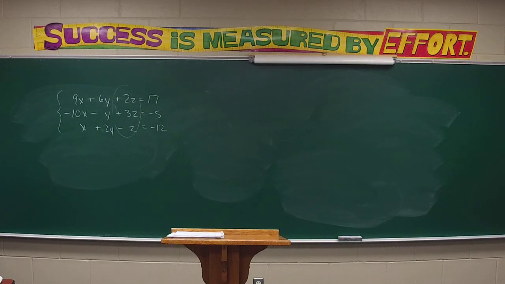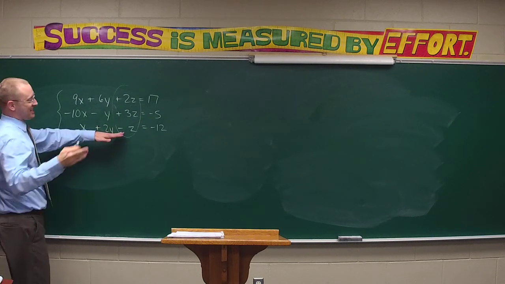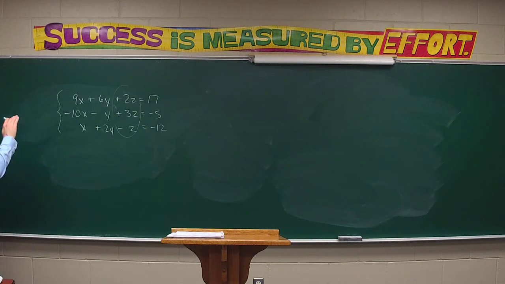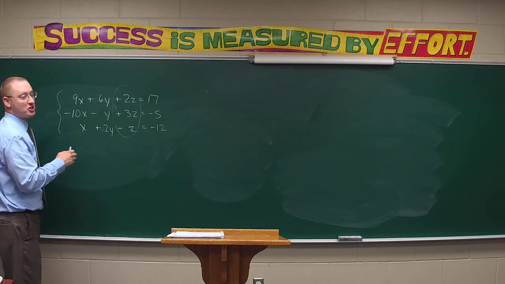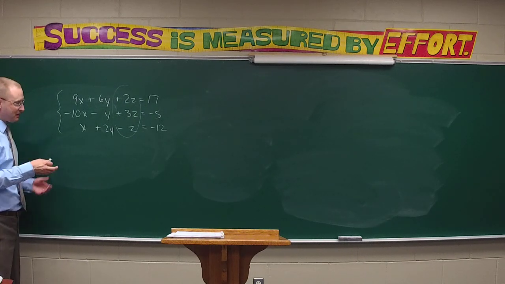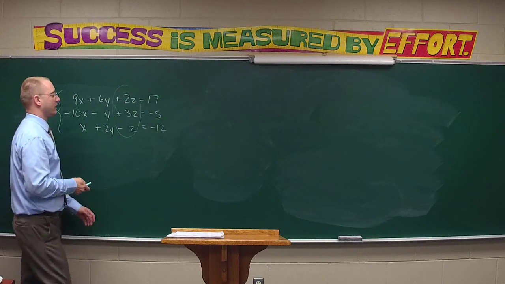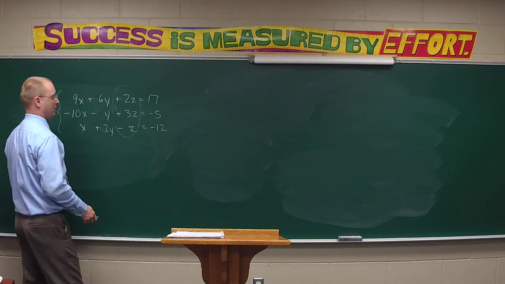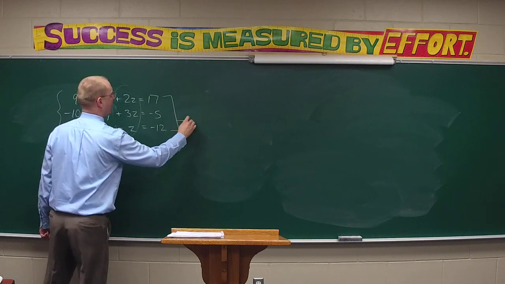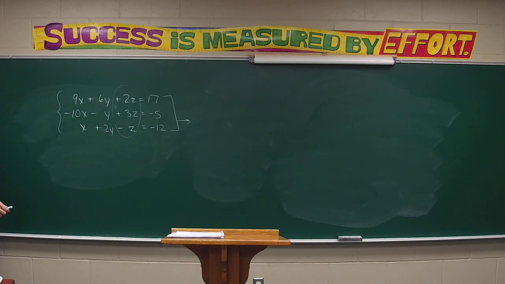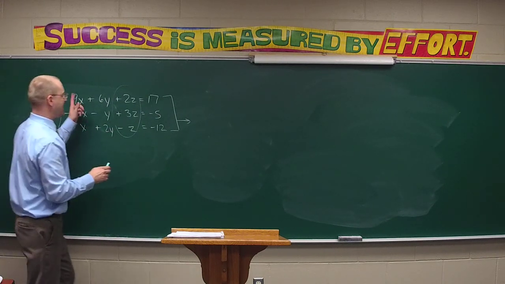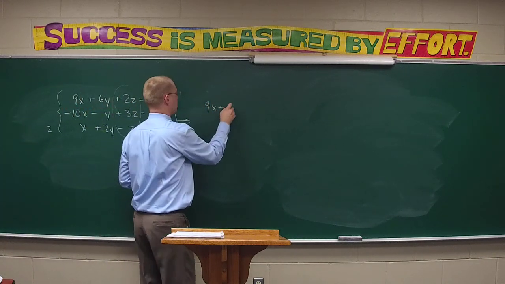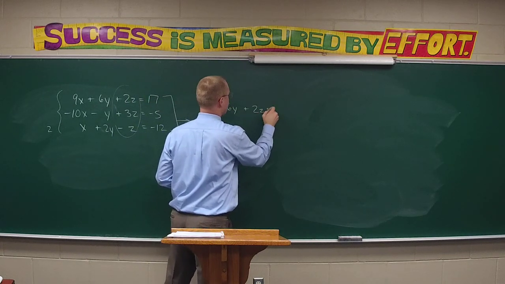How many did get rid of the z? Y? Okay, let's see, not x, please not x. All right, I'm going to go with the z, so apologies to Maddie. I'm going to go z here, and I'm going to start with which two equations, Genesis? I did the first and third. First and third. I like first and third because all I have to do to the bottom here is multiply by 2. So let's keep the top equation for now, the 9x plus 6y plus 2z equals 17.